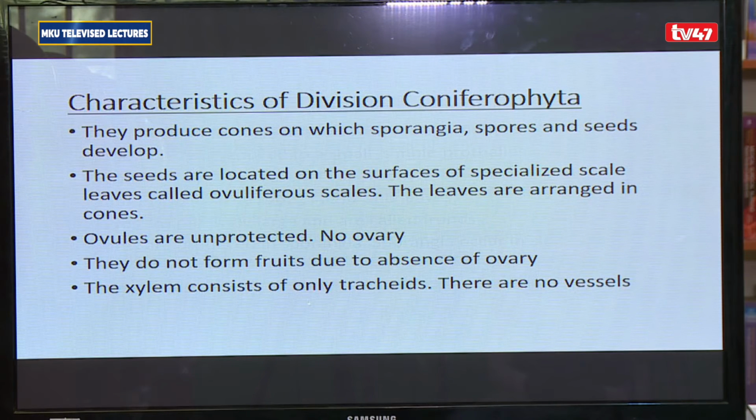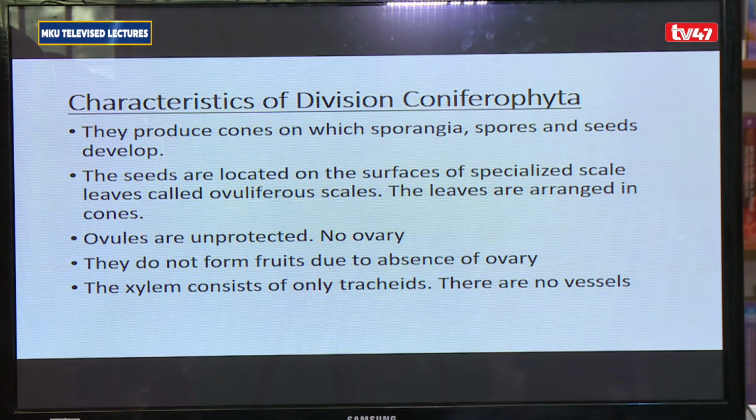Then you go to the characteristics of the division Coniferophyta. Now, Coniferophyta and Angiospermatophyta are seed-bearing plants, and earlier on in classification, they had been put in one particular division, and basically they are referred to as the pteridophytes, meaning seed-bearing plants. But then you find that some are seed-bearing and they produce flowers, some do not produce flowers. So on the basis of flowers now, we have put them in separate divisions. So in division Coniferophyta, we have basically seed-bearing, non-flowering plants.